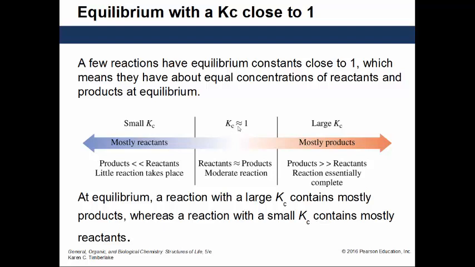The value for Kc is approximately 1. The concentrations of reactants and products will be fairly close together, or fairly equal, and you'll have a moderate reaction. If you have a value for Kc that is small, you'll get mostly reactants, and very little reaction takes place. If you have a value that's going to be large for Kc, you'll get mostly products. What you'll get is a reaction that is essentially complete, because you have very little reactants left and a whole bunch of products made. Reactions with large Kc value will have mostly products, and reactions that have a small Kc value will have mostly reactant.